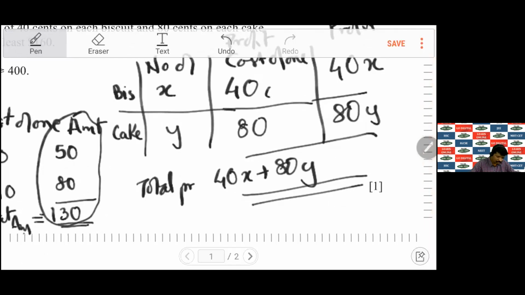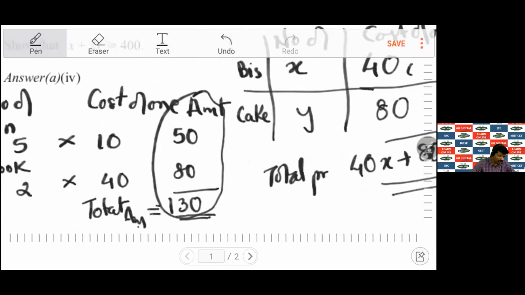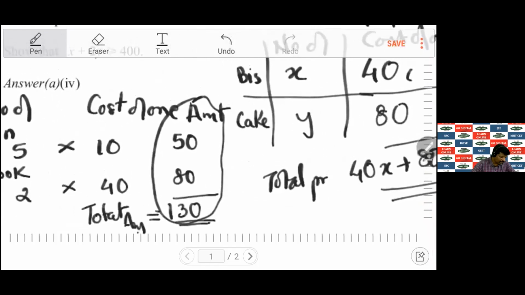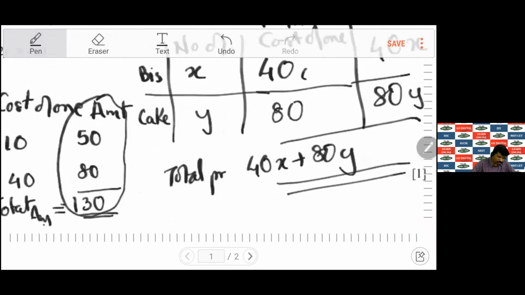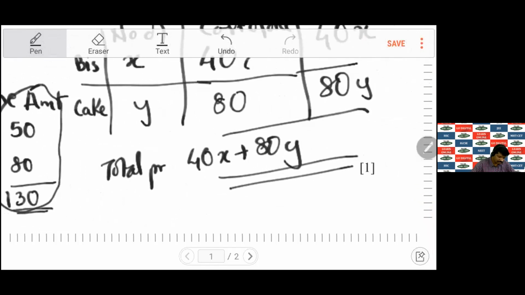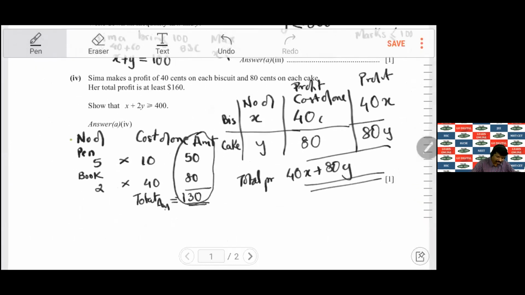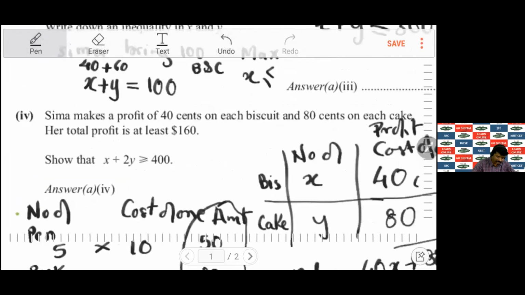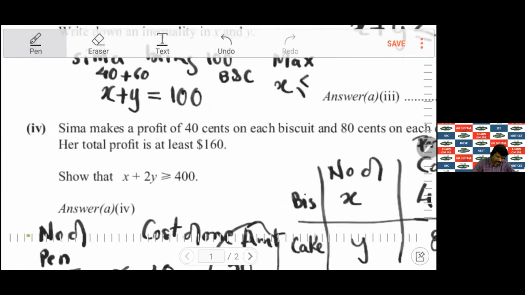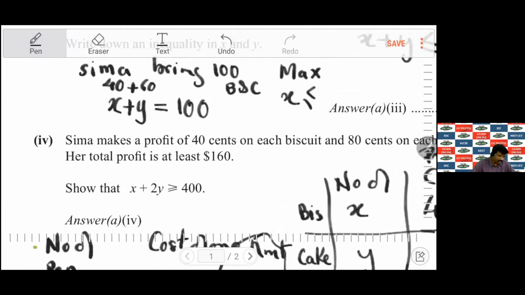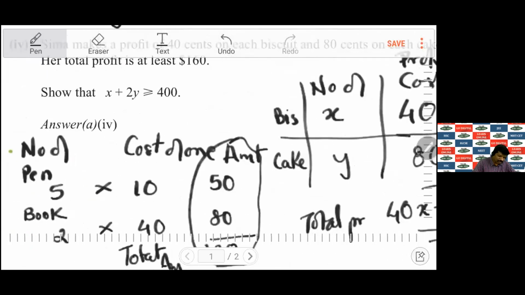Here it was the total amount. Anything can be given to you, profit or discount or anything. Here we are dealing with the total profit, which is 40x plus 80y. And what condition on total profit is given in the sum? At least 160. And what is the meaning of at least? More than or equal to 160.